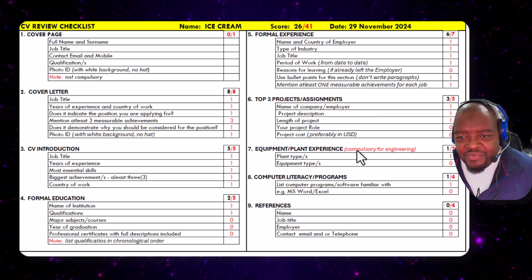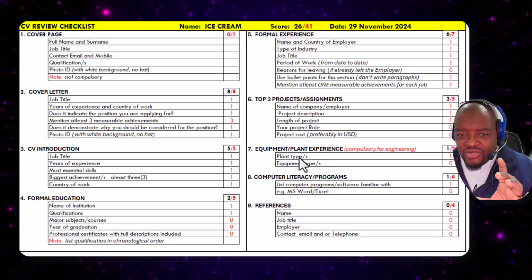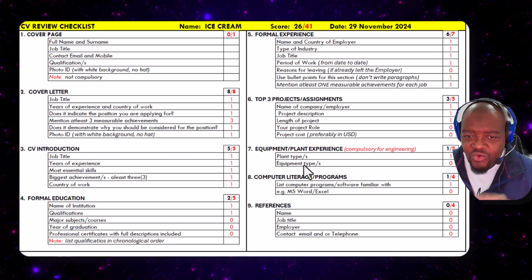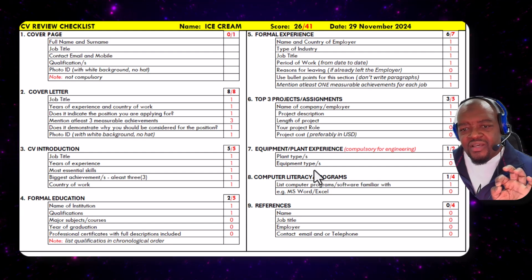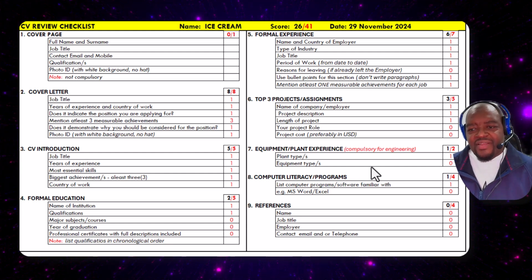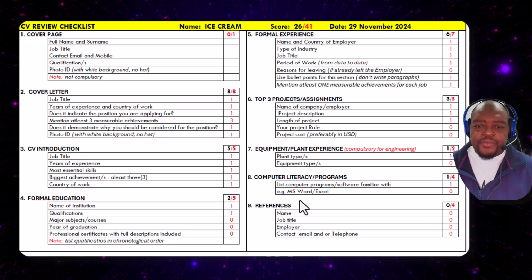Equipment or plant experience, he did mention. It's a bit all over the show. Plant types, he mentioned. The equipment, he only spoke about heavy equipment, so he was not to the point, detailed as to what type of equipment. So we give him a zilch. So it's 1 out of 2.